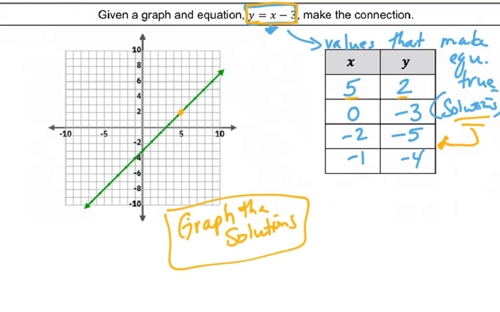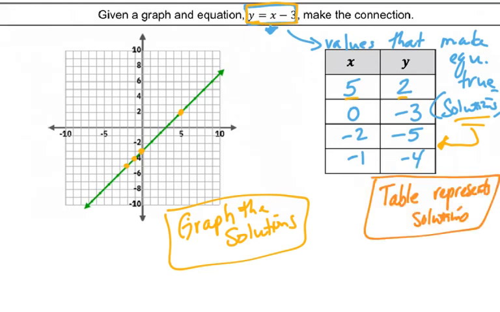So here was 5, 2, the first point. Here was 0, -3, -2, -5 was down here, and then -1, -4 was right here. So I've just graphed the solutions from the table that I found from the equation. So really what we see here is that the table represents the solutions. It organizes the solutions from our equation, and then we graph the solutions on a graph.